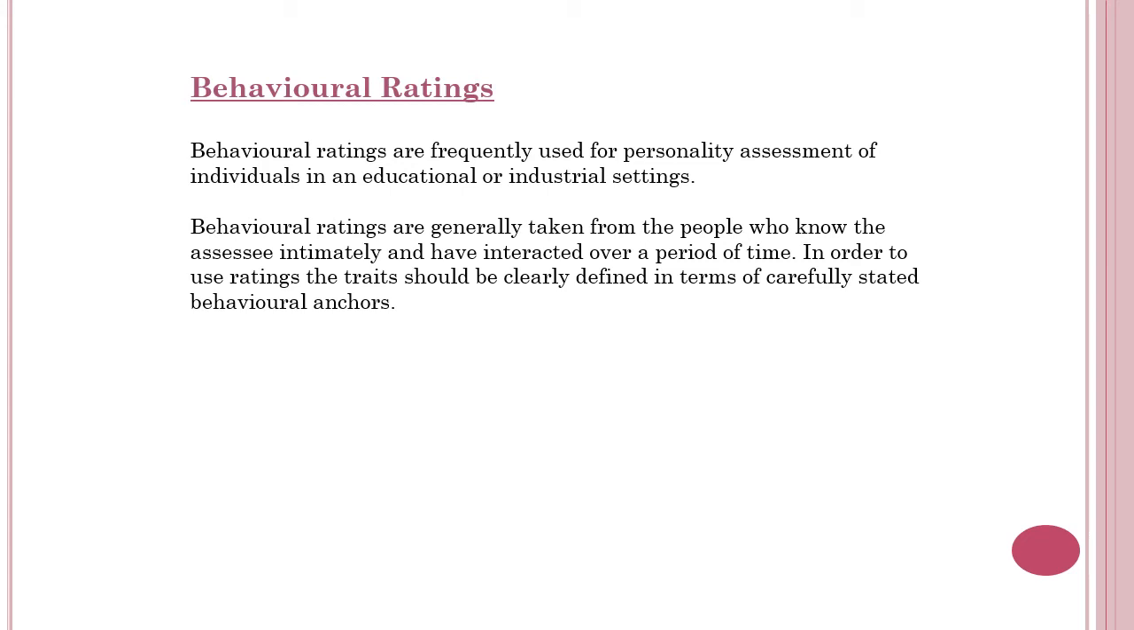It has been found that the use of numbers or general descriptive adjectives in rating scales always creates confusion for the reader. So that there is no confusion, the traits have been defined in clear terms. Now, behavioral ratings are also not free from limitations. It does have certain limitations. And the method of rating suffers from the following major limitations.